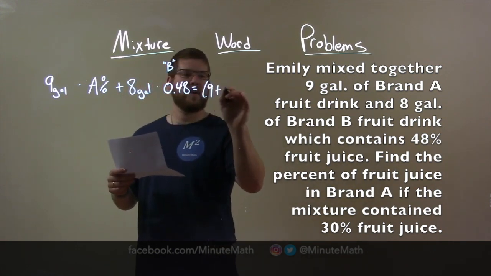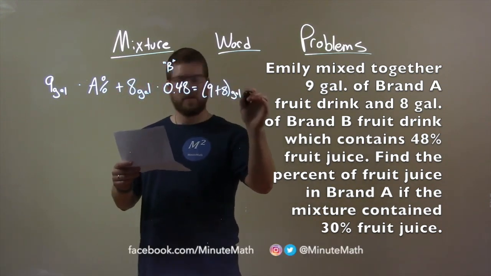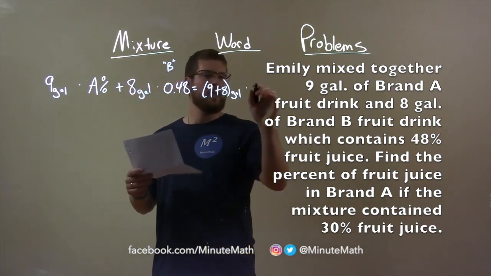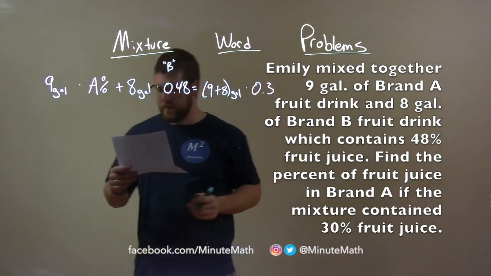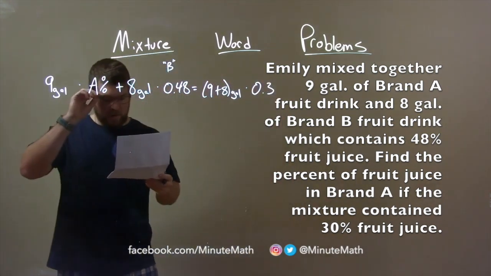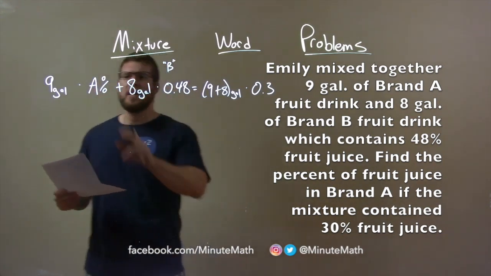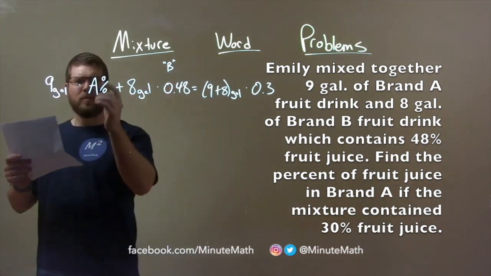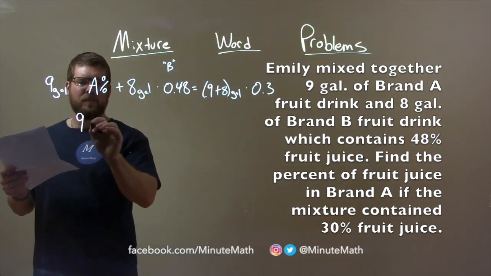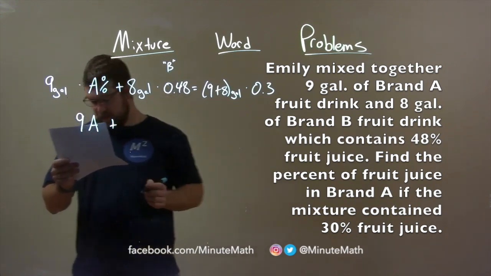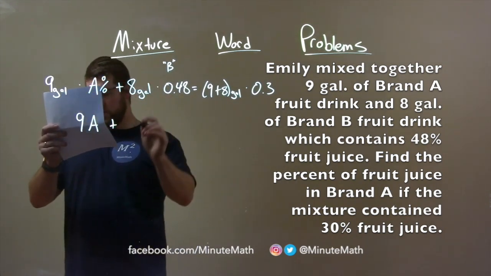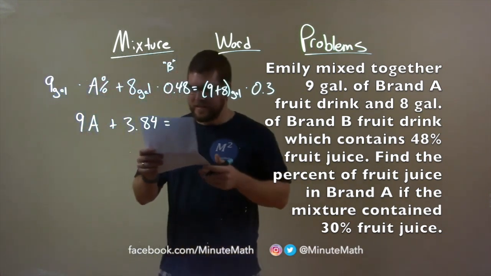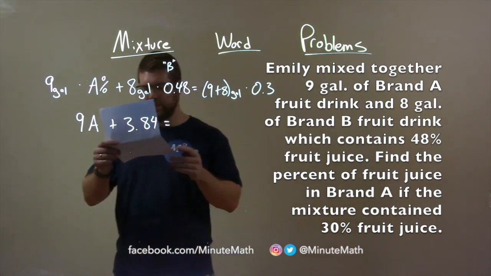So 9 plus 8 gallons times, they said, a final 30% fruit juice. So 30% as a decimal is 0.3. Okay? So now let's simplify this and solve where we can. Now this final thing is going to be a decimal, and we have to convert it to a percent. So when we write this out, we have 9 times A plus 8 times 0.48, which is 3.84. 9 plus 8 is 17, times 0.3 is 5.1.